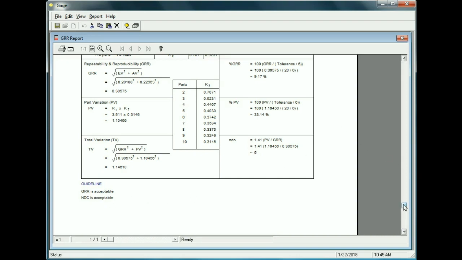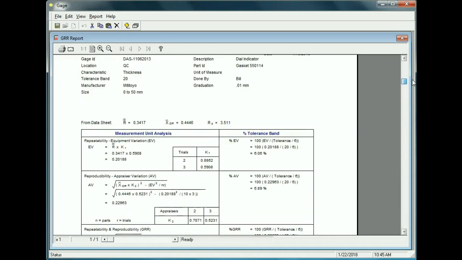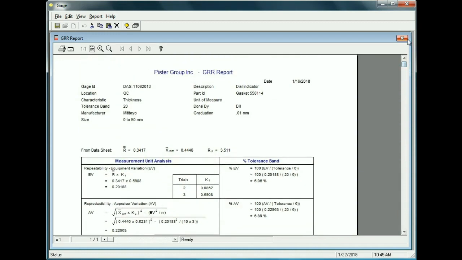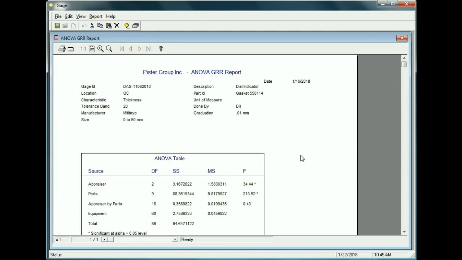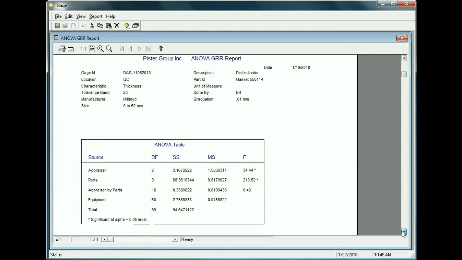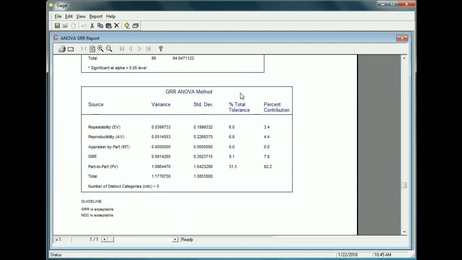So it's another approach to doing the Gage R&R study, to use the tolerance band if you wish. And that's pretty much it. If you look at the ANOVA analysis, not much changes, except down here, instead of doing it based on total variation, we're doing it on tolerance band, and we get similar results for the column now called percent of tolerance band. So that, in a nutshell, is how one does a Gage R&R within the QC Pro Gage management software.